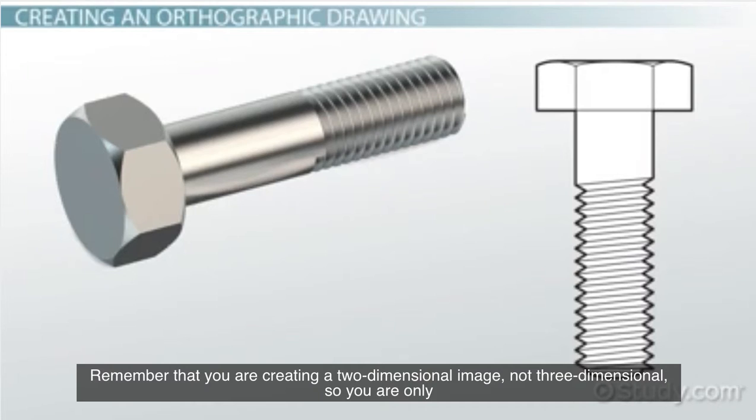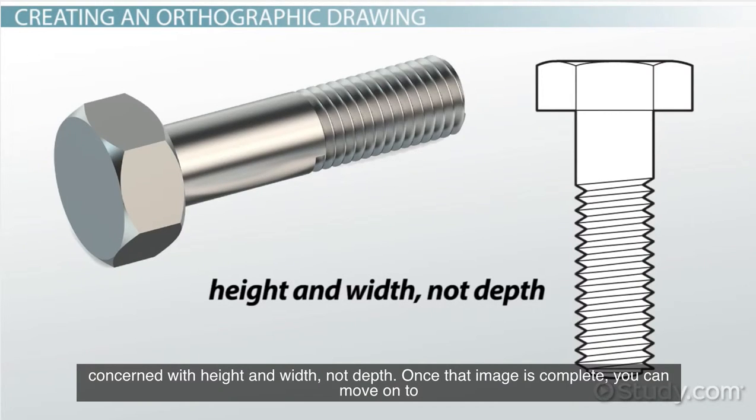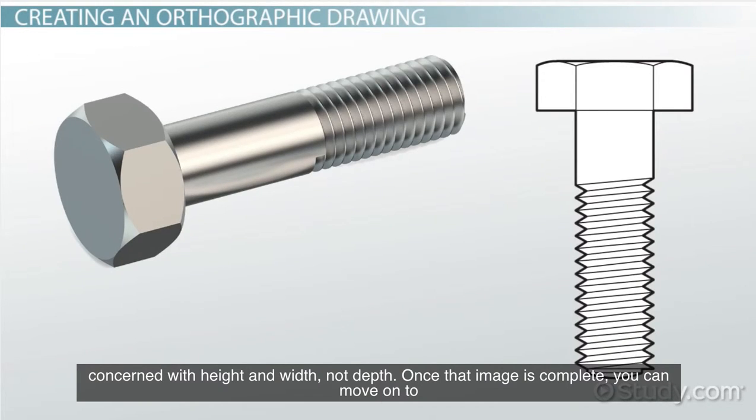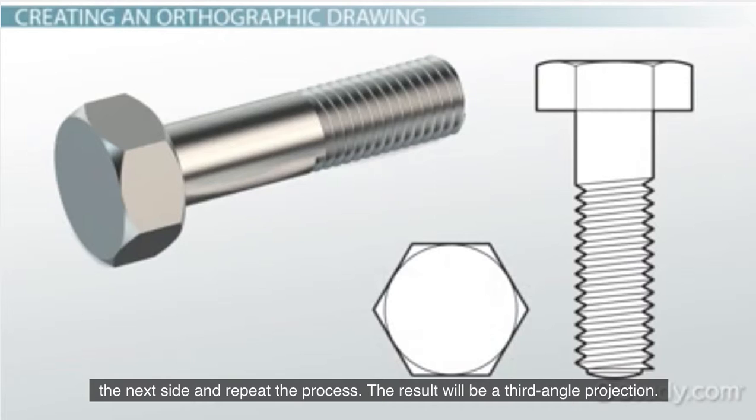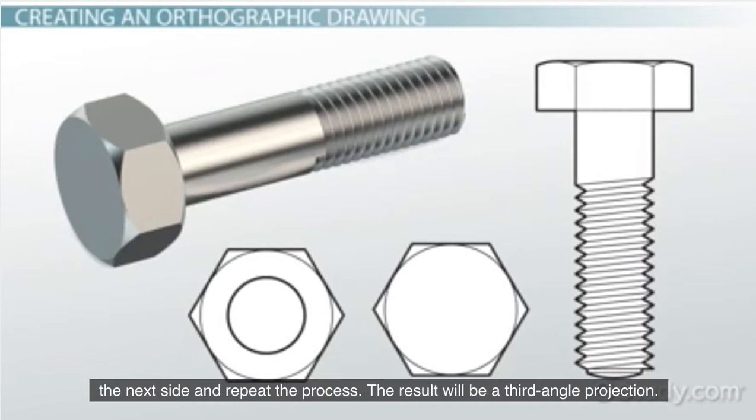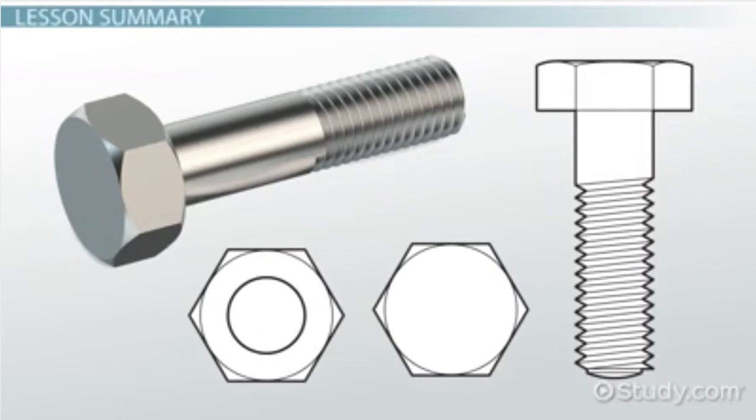Remember that you are creating a 2-dimensional image, not a 3-dimensional, so you are only concerned with height and width, not depth. Once that image is complete, you can move on to the next side and repeat the process. The result will be a third-angle projection.